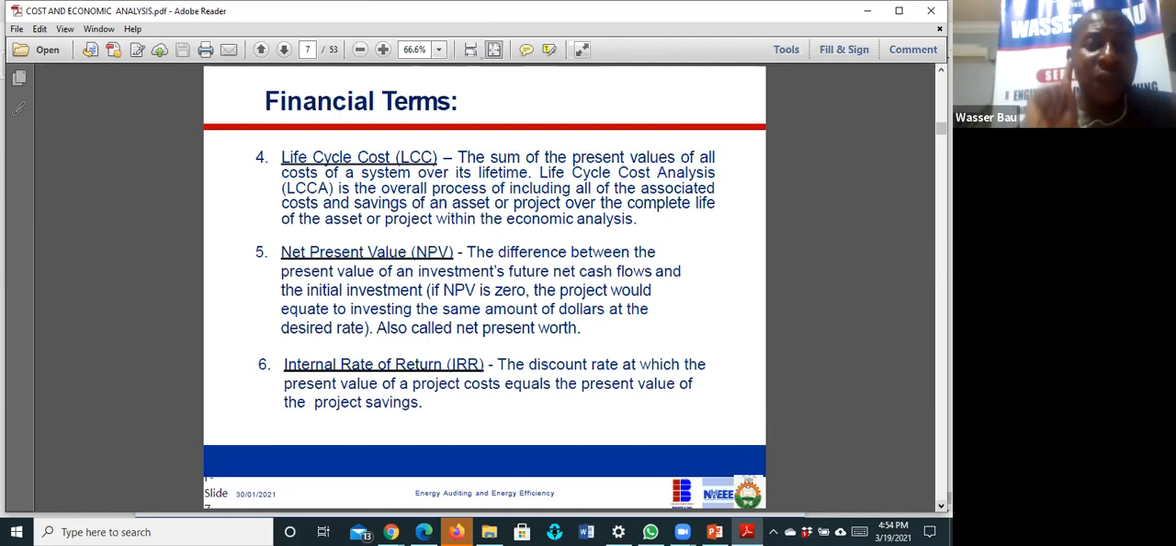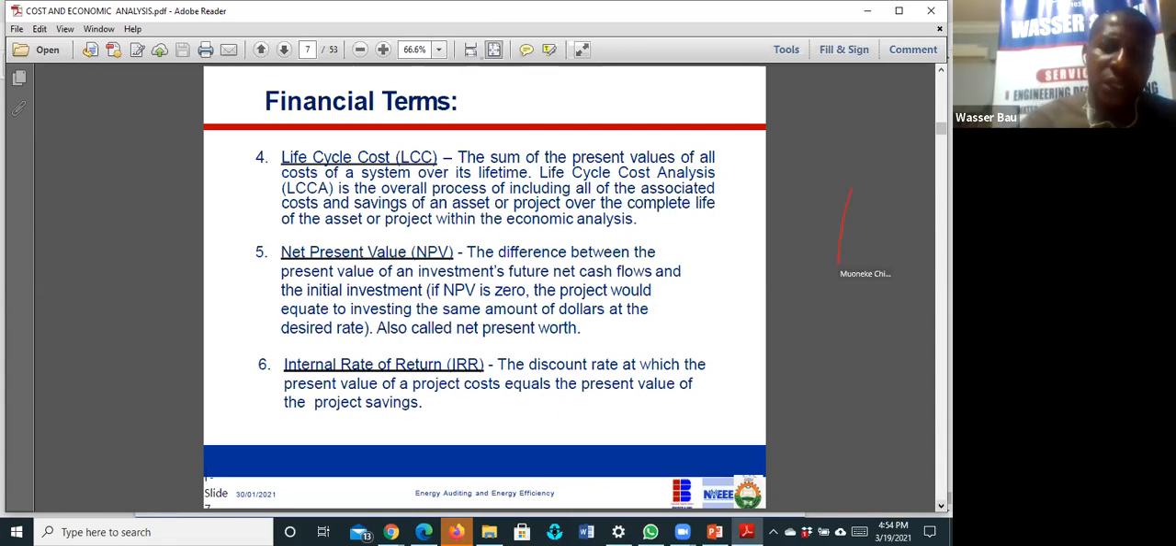And if the NPV is zero, it means the project is breaking even. It means the project will equate the investment at the same time. If the NPV is positive, it means the cash flow is more and it's a profitable investment. If the NPV is negative, it means that the initial investment is more.